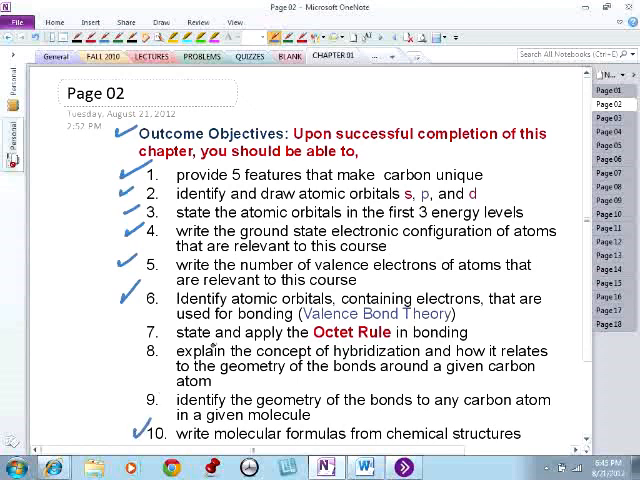Lastly, we say you should be able to write molecular formulas from chemical structures. In other words, if I give you a chemical structure, supposing I write this, that is a chemical structure. If I write that, that's a chemical structure. And I say, give me the molecular formula from that structure. At the end of this chapter, you'll be able to do this. Right now, it might sound foreign to you, but you'll be able to do this.